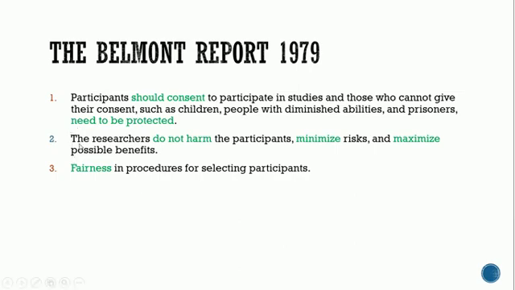It's also related to number 2, the researchers do not harm participants, minimize risks, and maximize possible benefits. For example, when we are inviting participants to an interview, it seems that we will not harm them physically, perhaps, but then, for example, our interview lasts for too long, let's say an hour and a half.